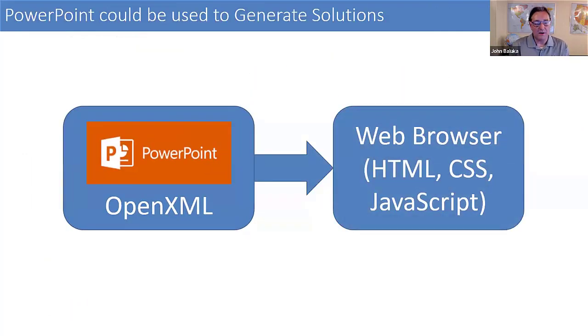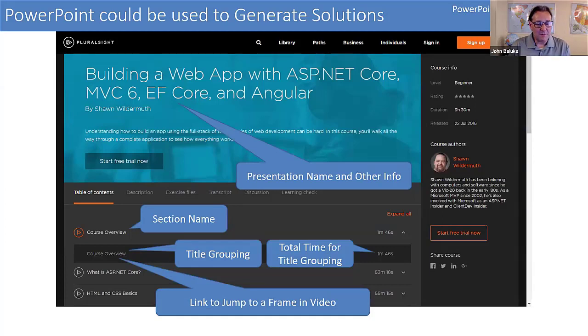It could be exported to a web browser, where it's like an HTML, CSS, and JavaScript kind of way of working with it. I could even look at an example like what I see on Pluralsight and how that could be generated for something like a PowerPoint, to where you could basically generate this output.